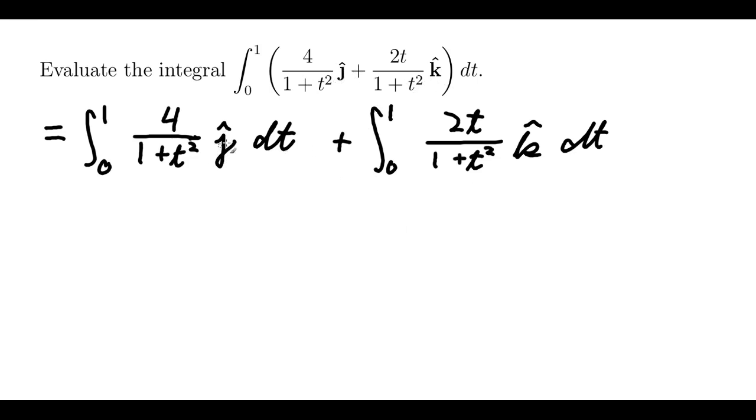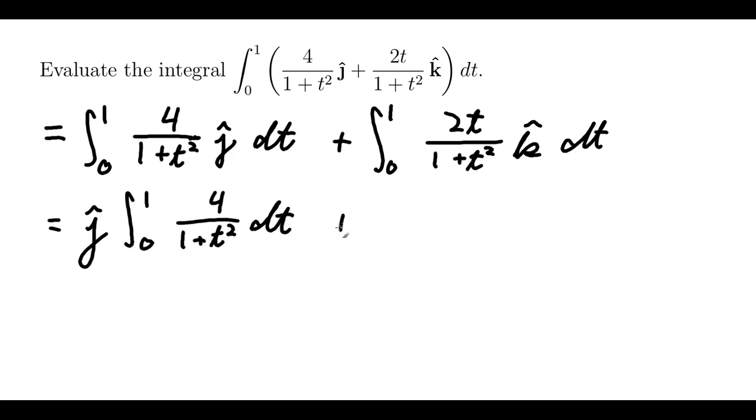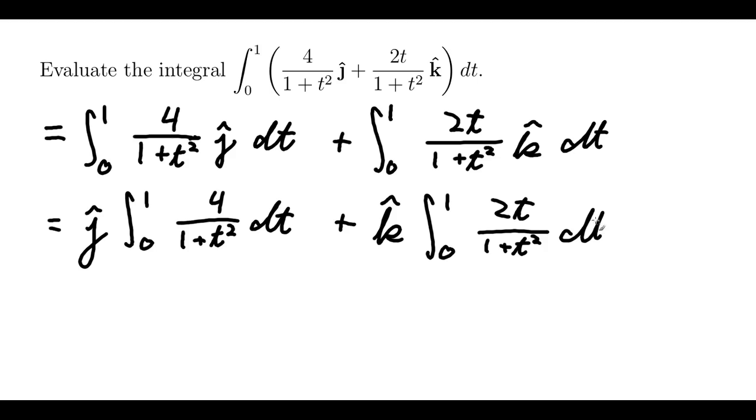And again, thinking about these as being constants, you know that whenever you have a constant, you can pull that out front, right? So we could write this as j times the integral from 0 to 1 of 4 over 1 plus t squared dt plus k times the integral from 0 to 1 of 2t over 1 plus t squared dt.